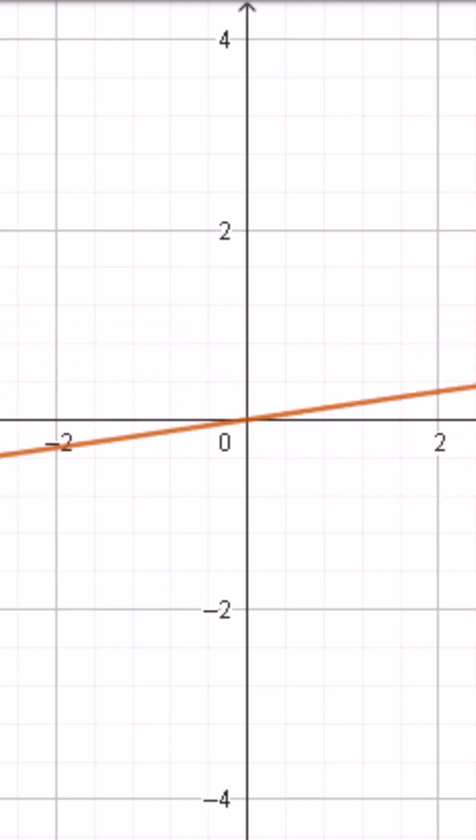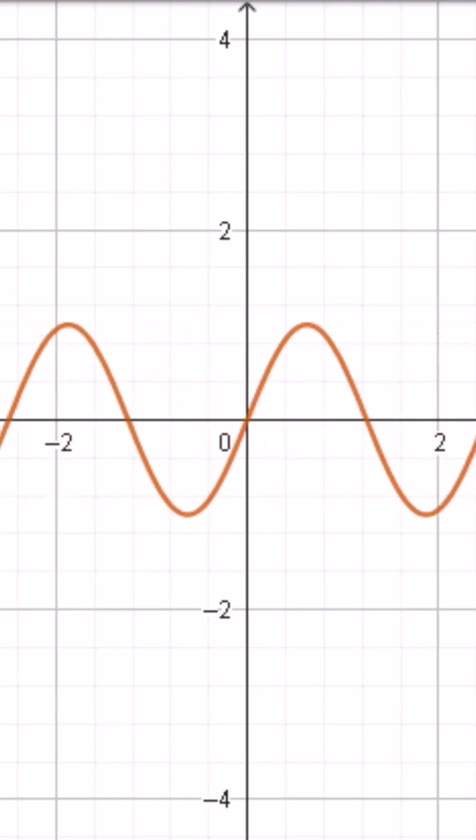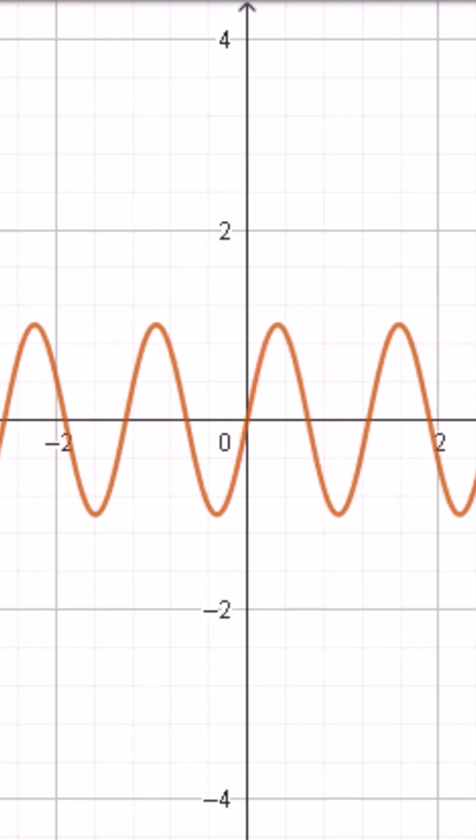Exactly, the b value, essentially, compresses or stretches the graph horizontally, impacting the frequency of the oscillations.